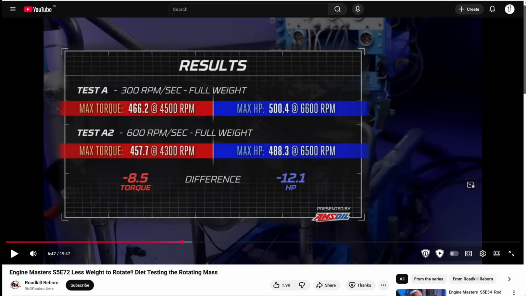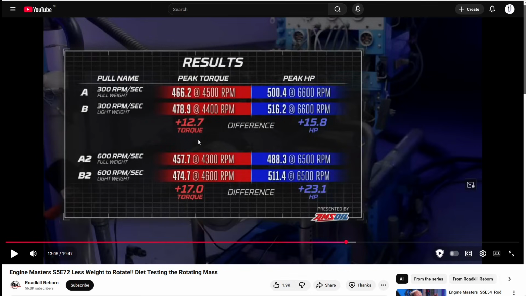And then later in the video, they do the same test, 300 RPM per second acceleration and 600 RPM per second acceleration, but then with the lightweight parts. Once they've done that, you get some results here with the increase in torque and power from the lighter parts.